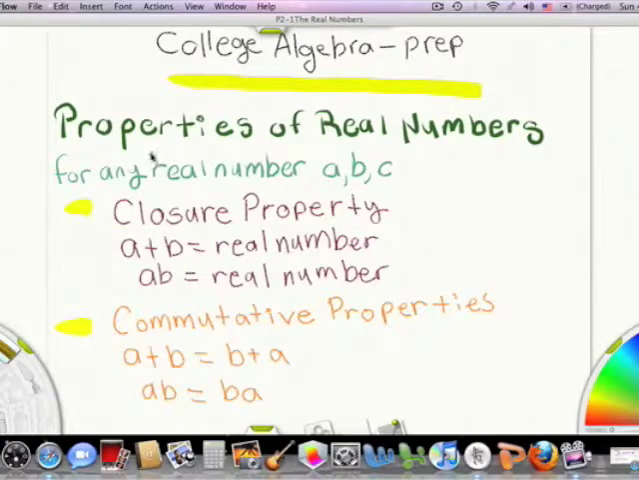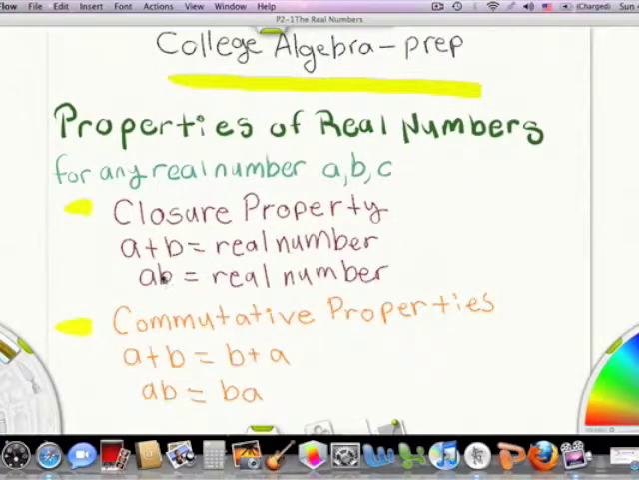In this video, we're going to talk about the properties of real numbers, and we're going to use the variables a, b, or c, which represent any real number. So let's look at the closure property, which says a plus b equals a real number. What this is really saying is if you have real number A and real number B and you add them together, the solution will be a real number.